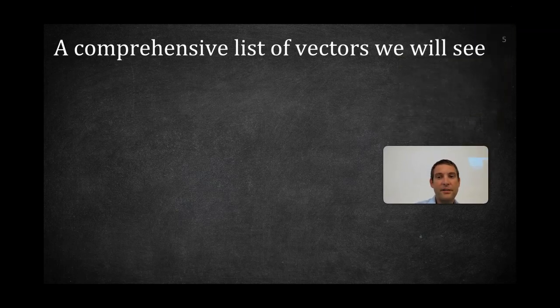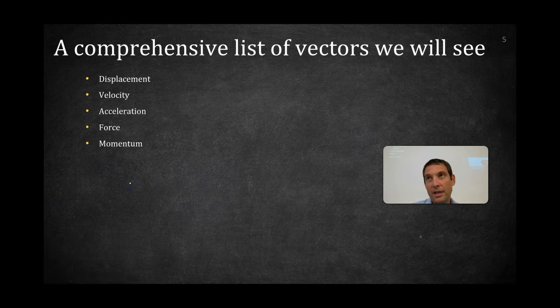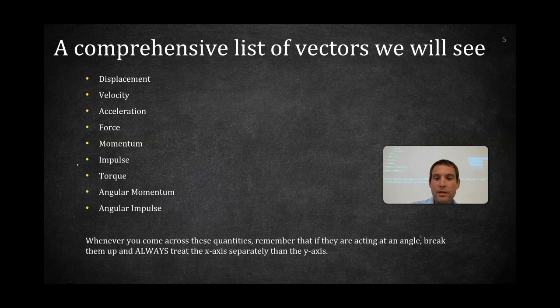Here is a comprehensive list of vectors we're going to see throughout this entire year. Of course, displacement, velocity, and acceleration. We also have force, momentum, impulse, torque, angular momentum, and angular impulse, which are all vectors. So everything you learn in this lesson is going to be applicable the entire year whenever you're dealing with vectors, especially in two dimensions. Just remember, if you are dealing with a vector in two dimensions, or they're acting at an angle, break them up and always treat the x-axis separately from the y-axis.